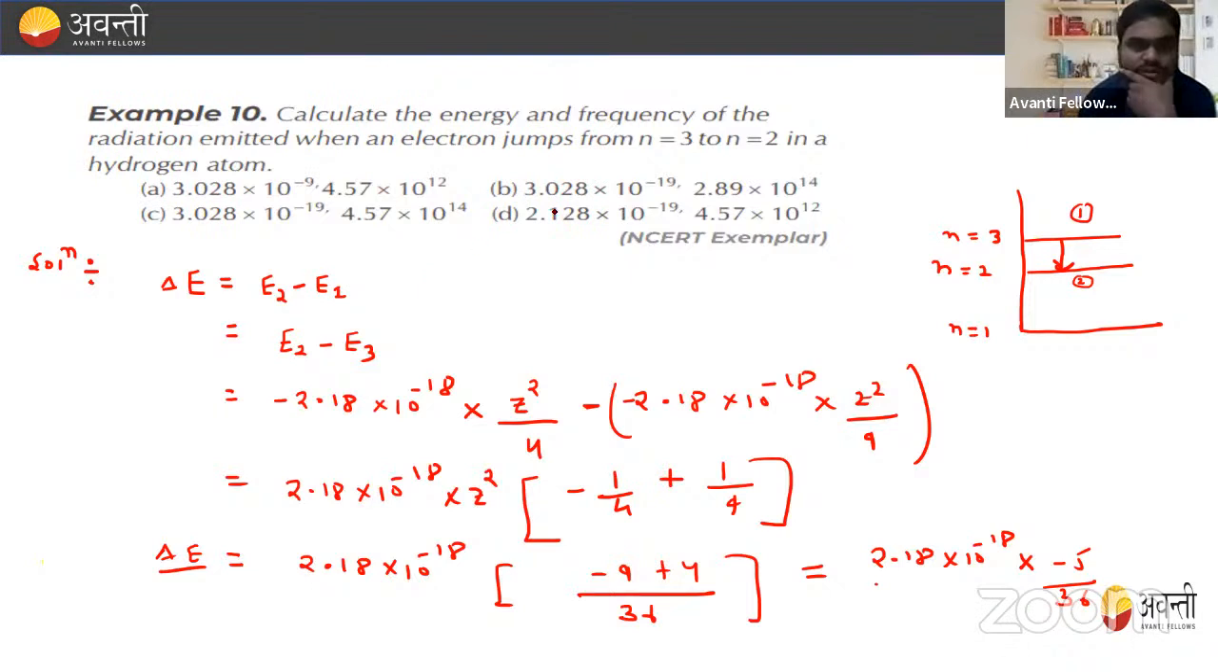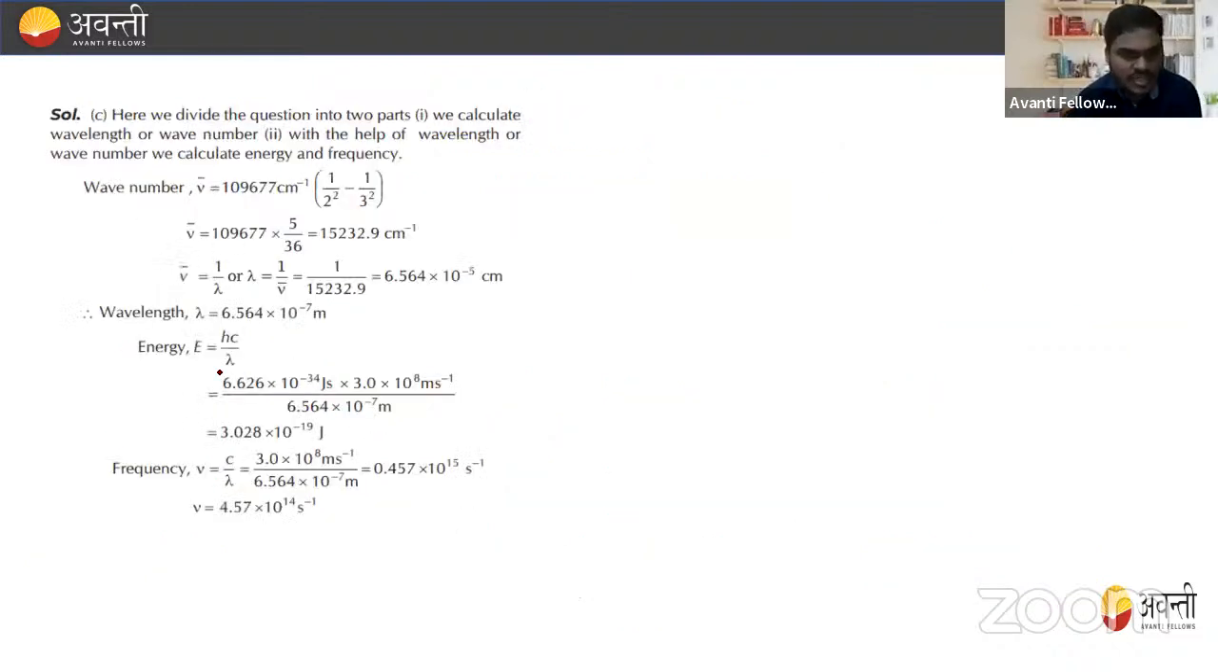Now, what do you have to do for the calculation of frequency? We know that energy is equal to h nu. So just divide this quantity by h, which gives you this. This is the formula, and the energy we get is like this, 3.02 into this.